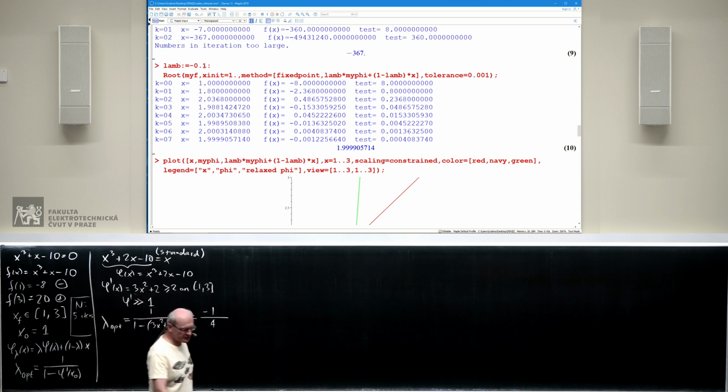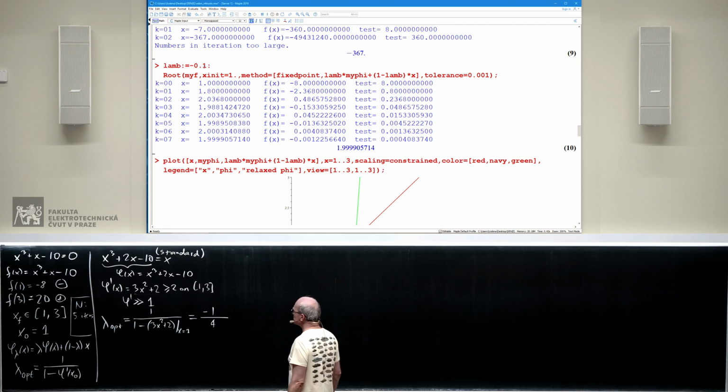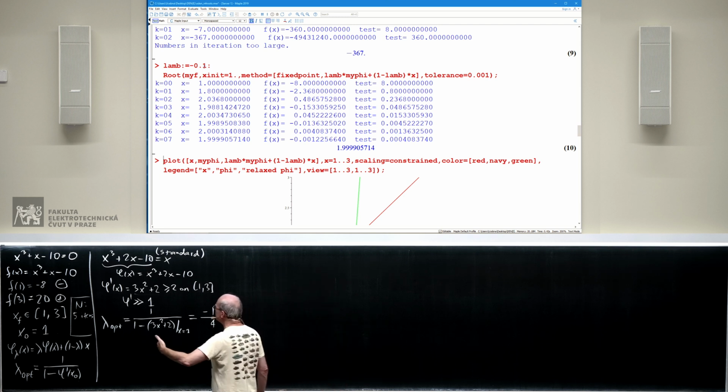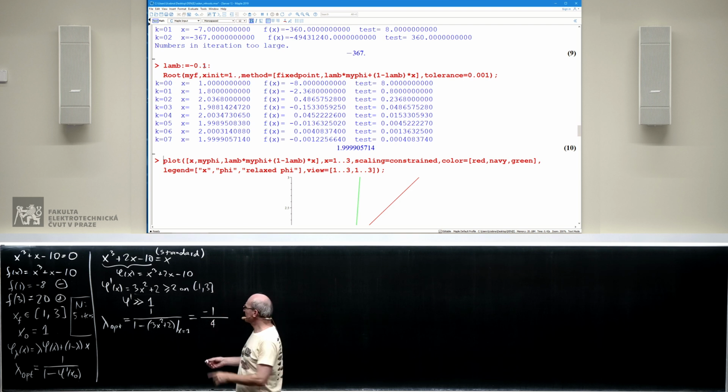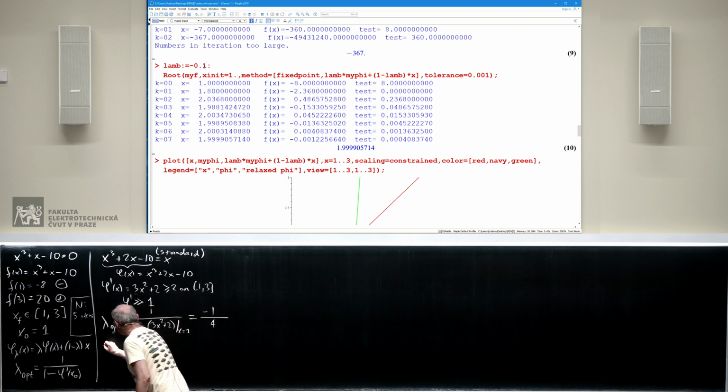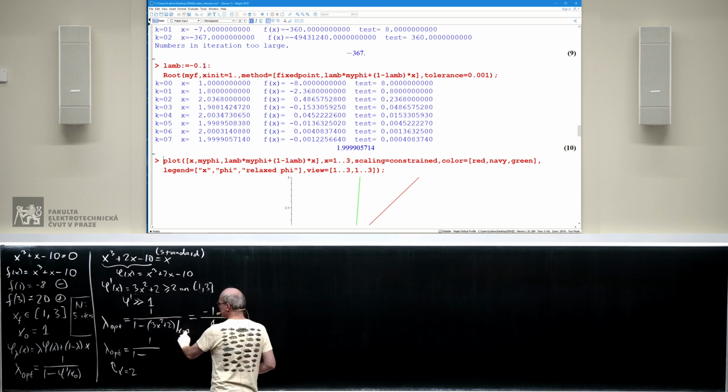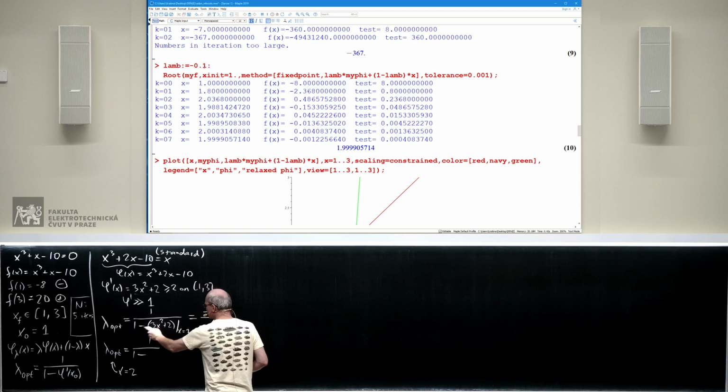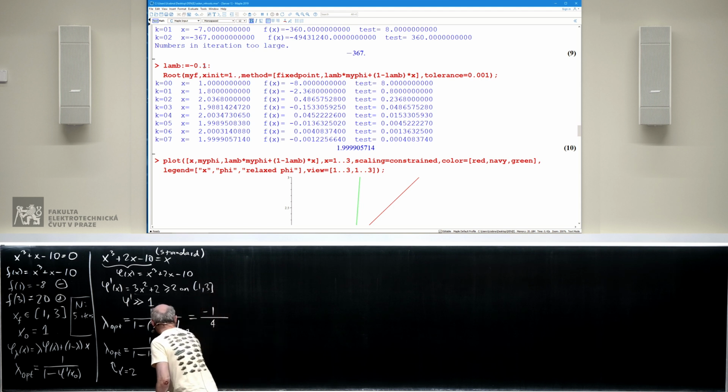Now, of course, we know that the optimal lambda is best determined at the fixed point. And normally you don't know it, but let's cheat. We know the fixed point. So lambda optimal for x equal to 2 will be 1 over 1 minus, I'm substituting 2 into this derivative, 4, 12, 14, this is negative 1 over 13, which is great.